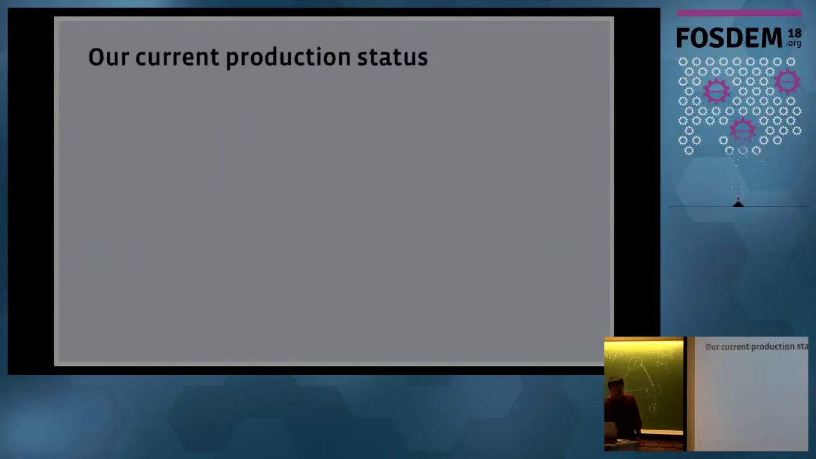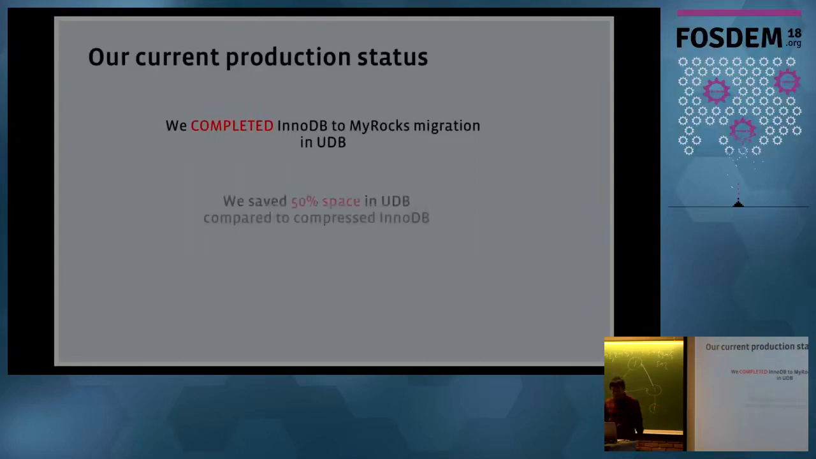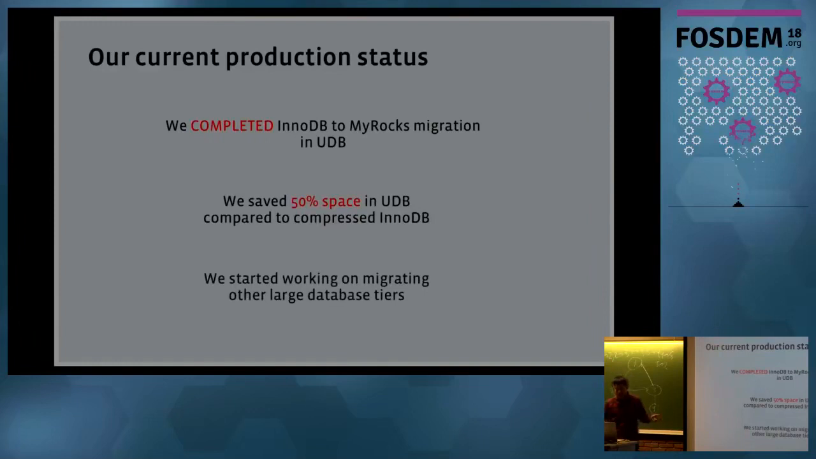So our current production status is that we completed the InnoDB to MyRocks migration in our biggest UDB database tiers. And we could save 50% space in UDB compared to compressed InnoDB. So we could achieve our original goals. We started working on migrating other large database tiers. UDB is by far the largest database at Facebook, but we have several database tiers, so we are trying to gain benefits.